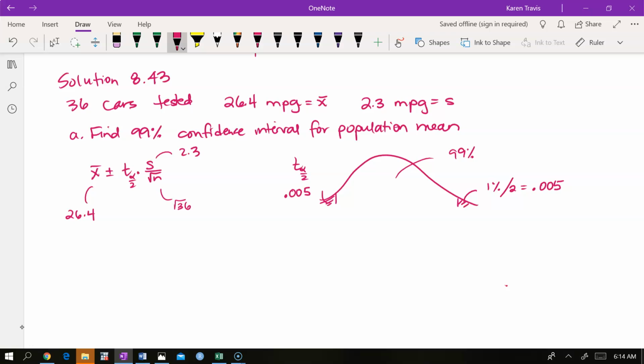And when we use the t distribution, the other thing we have to find is degrees of freedom, which is n minus 1. So we need 36 minus 1 is 35. So using our t table, we should get that t is going to be 2.724.